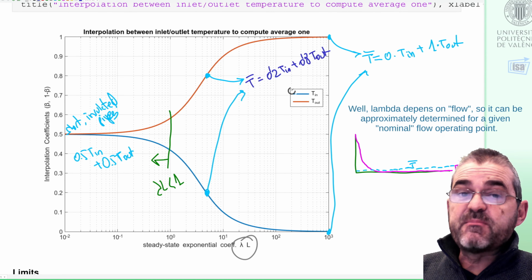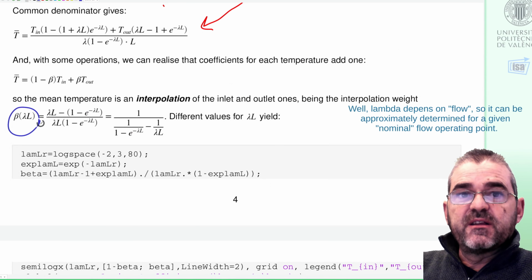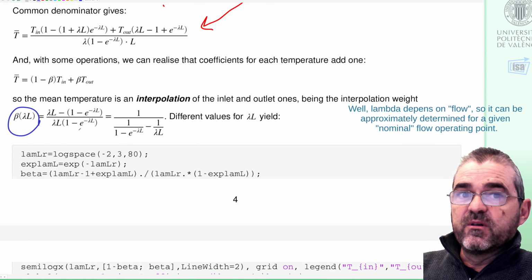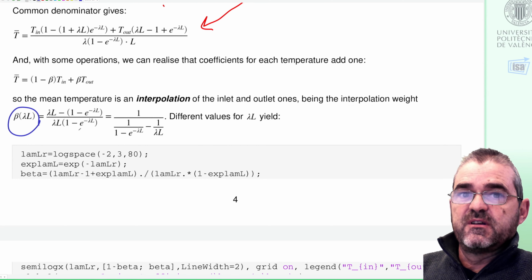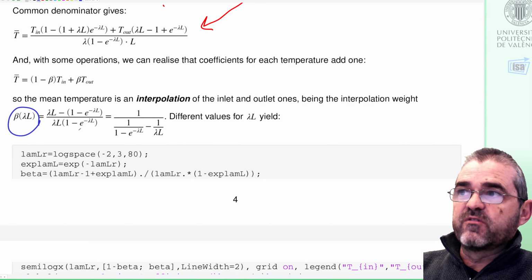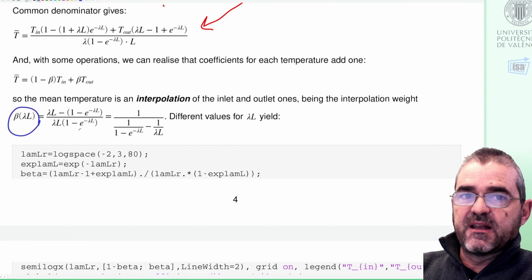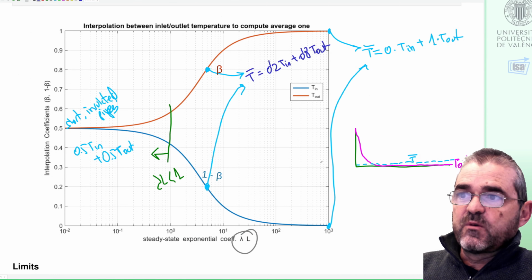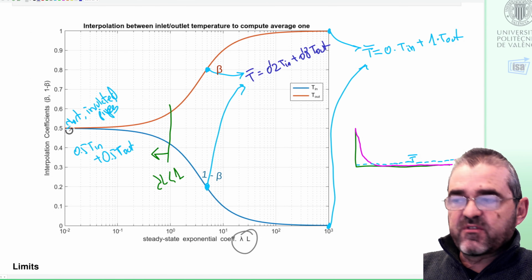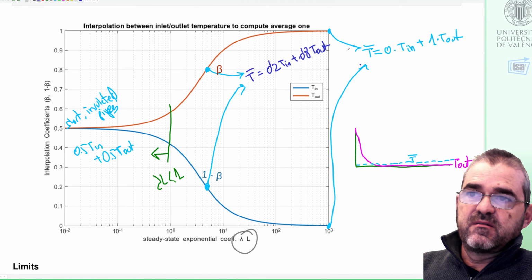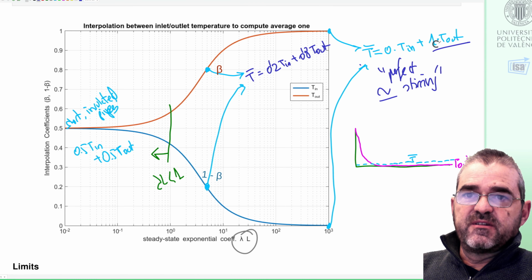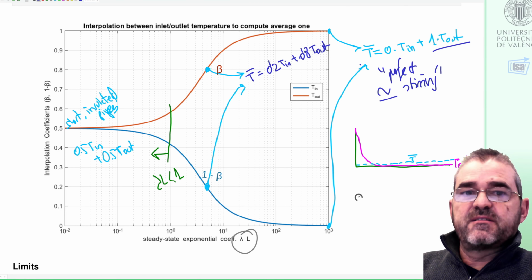Okay, the thing is that lambda can be determined from physical parameters, so beta can be determined from physical parameters for a particular heat exchanger in order to model the steady-state temperature distribution, so that at least in steady state, our first order model matches the energy balances correctly. This is the idea of introducing this beta, with a clear interpretation between the linear profile in this extreme case and the approximation to the perfect stirring equations, mean temperature equal to outlet temperature, in the other extreme.